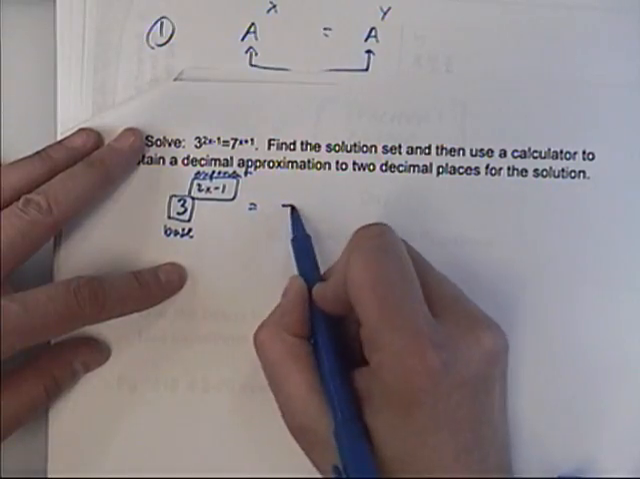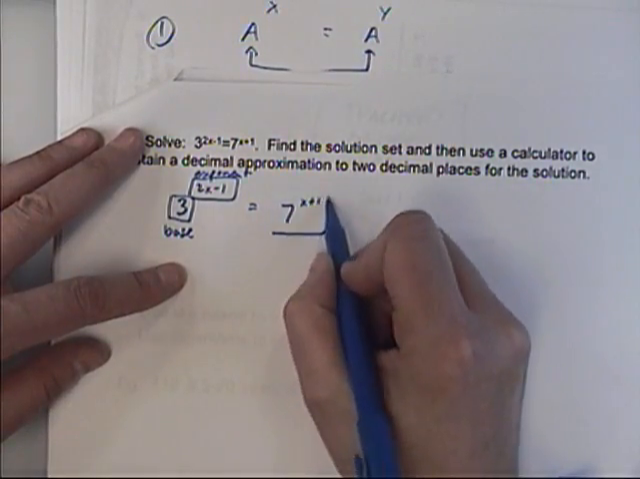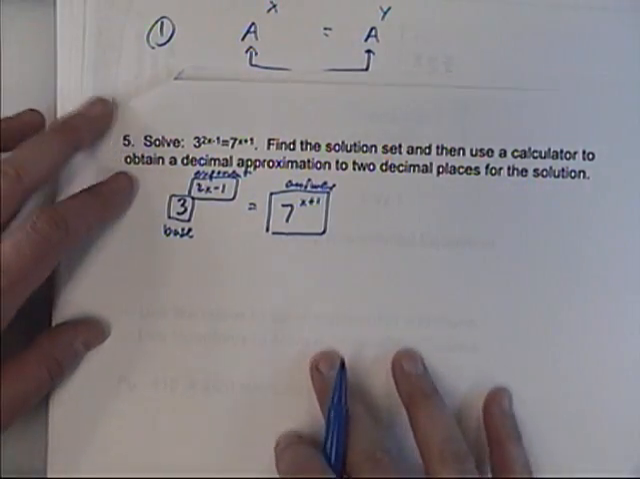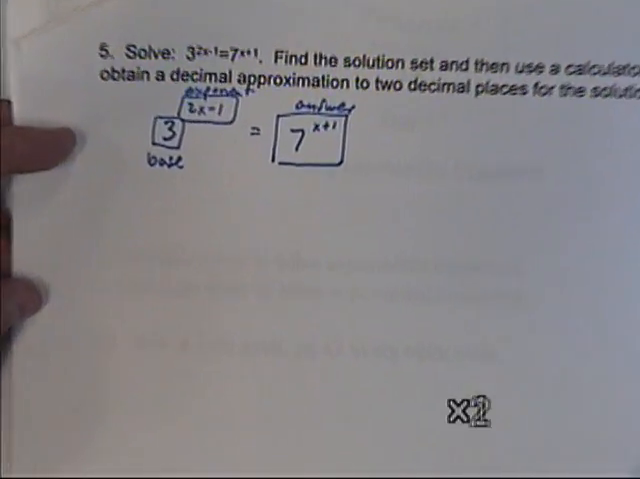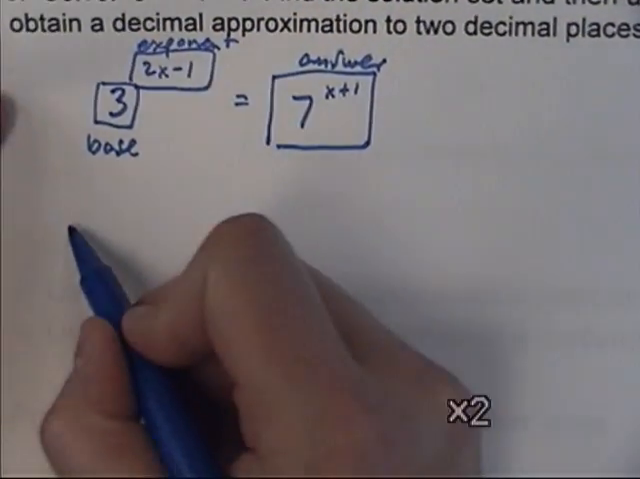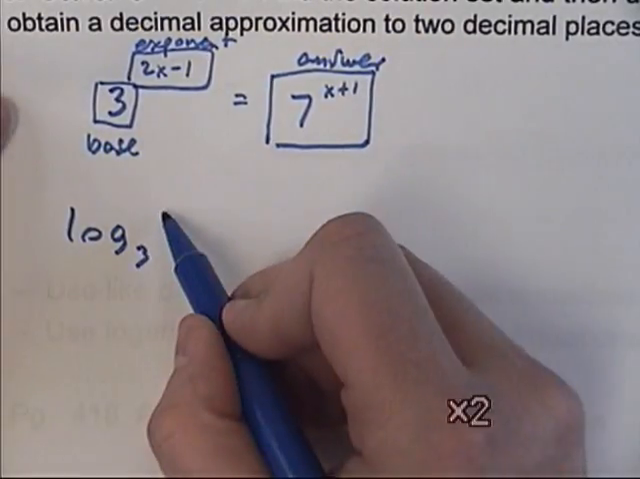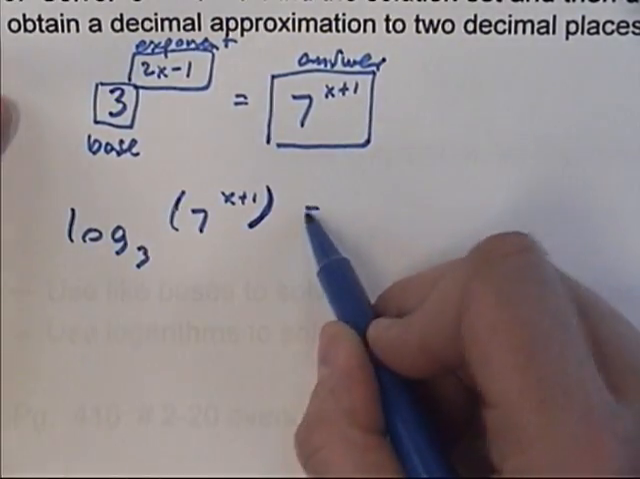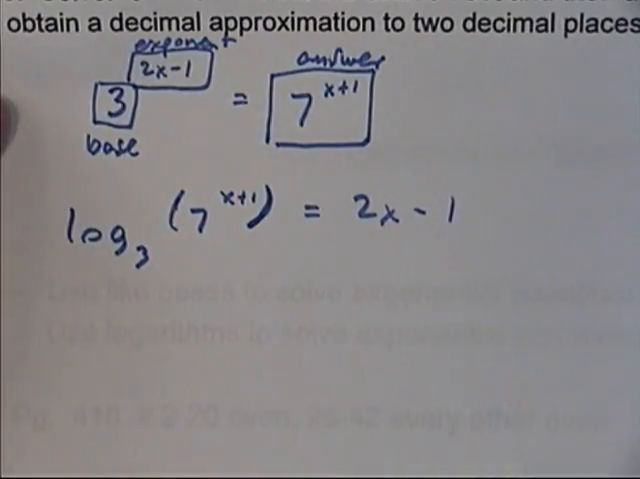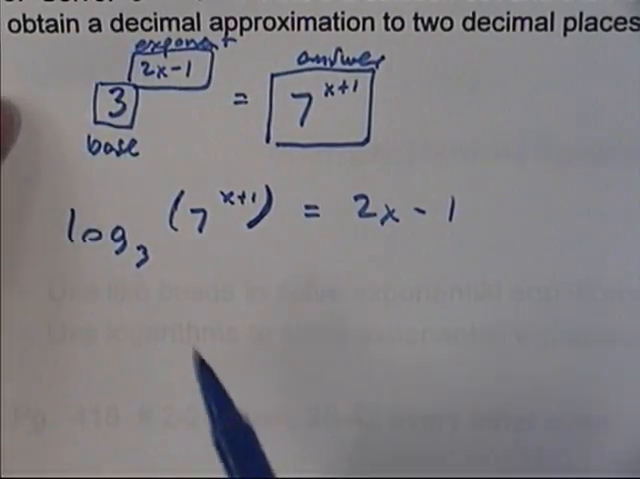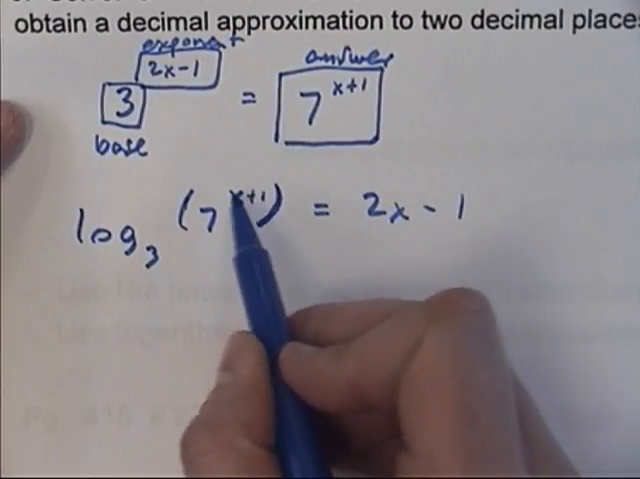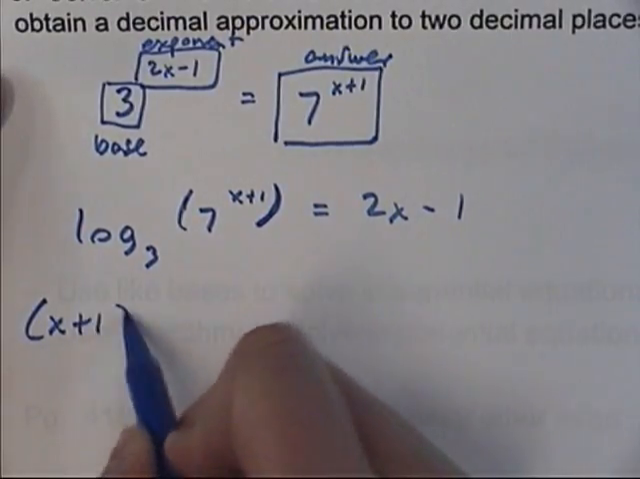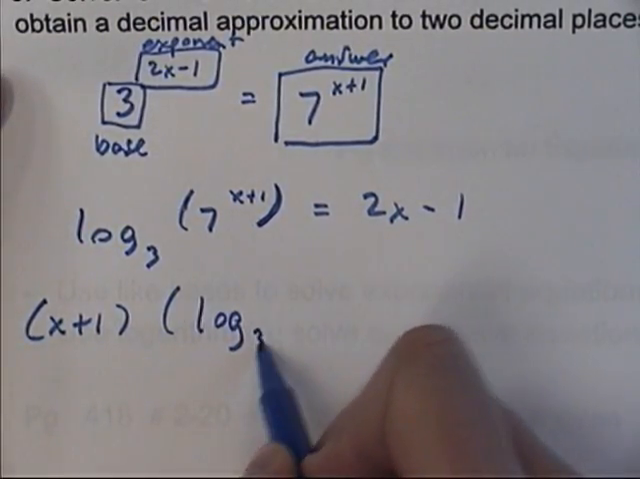But then we're going to think of the other side as just one thing. This is our, as I like to call it, the answer. Okay? So, if we rewrite this in logarithmic form, it looks like this. Log base 3 of 7 to the x plus 1 power equals your exponent, which is 2x minus 1. Okay? Now, here's the funky part. We use our power rule now to take this little power of x plus 1 and remove it and move it into the front. So it then becomes x plus 1 times the quantity log base 3 of 7.